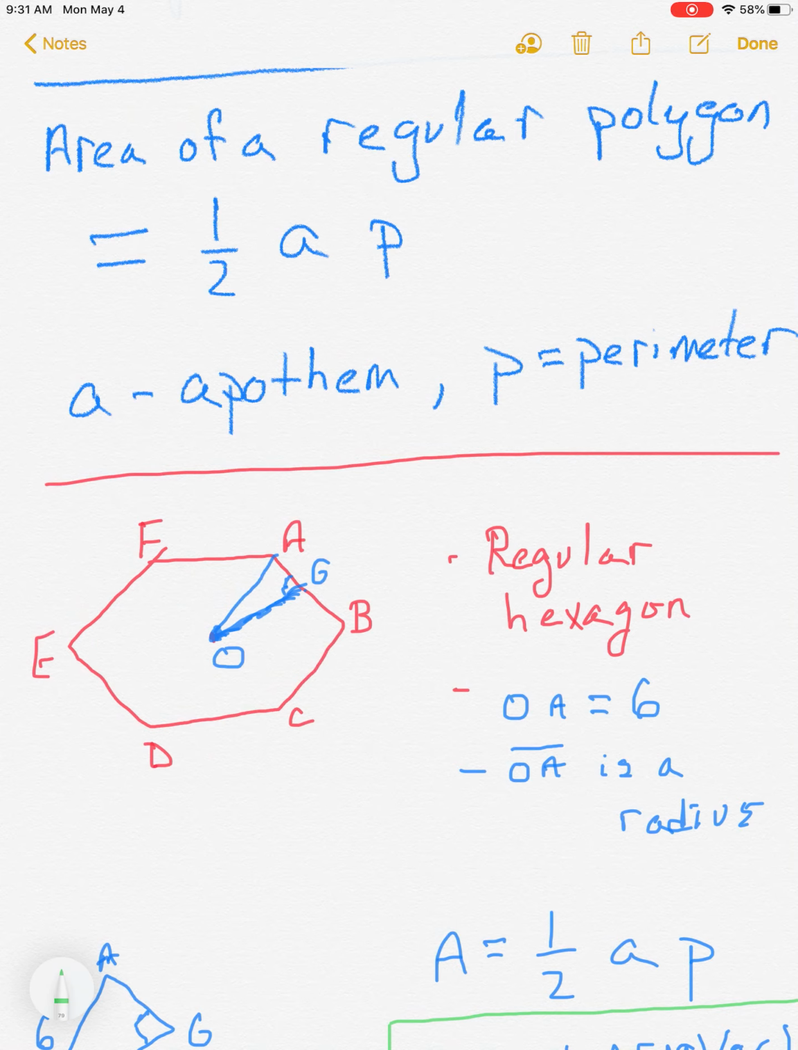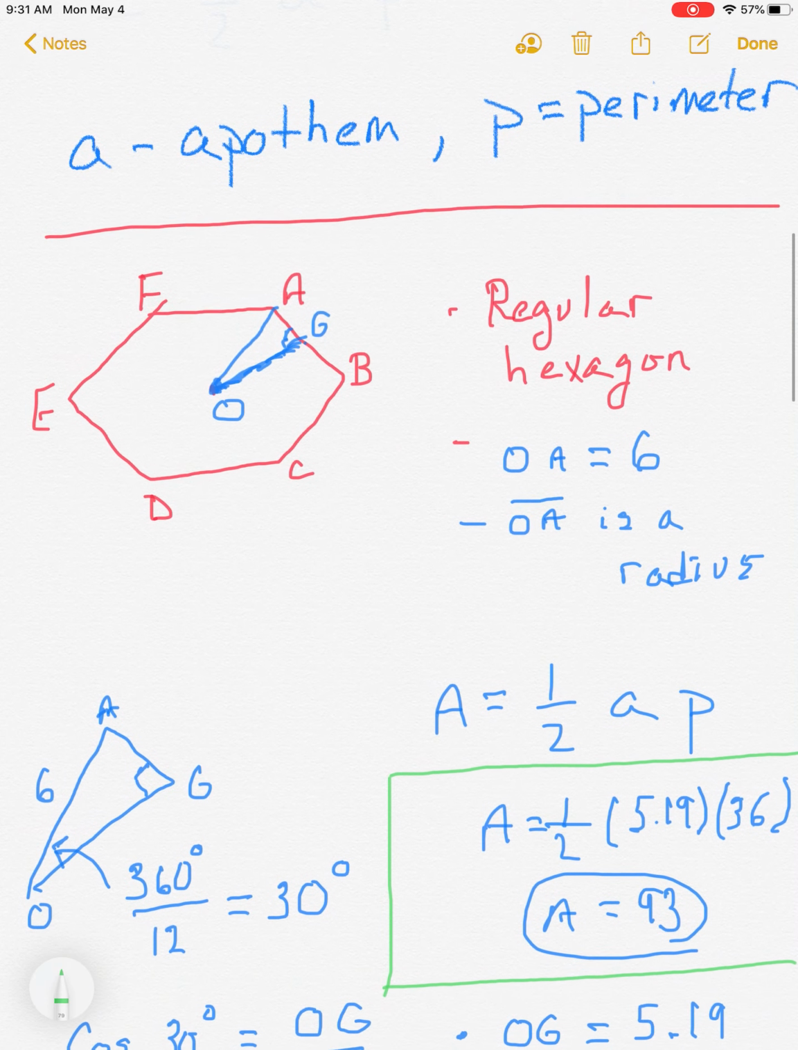I have a regular hexagon. That means all the sides are equal. AB equals BC equals CD, and so on. It also means all the angles are equal. For example, the central angle FOA equals the central angle AOB, and so on. So in my regular hexagon, I have been given that the radius distance OA is 6, and I need to find the area.